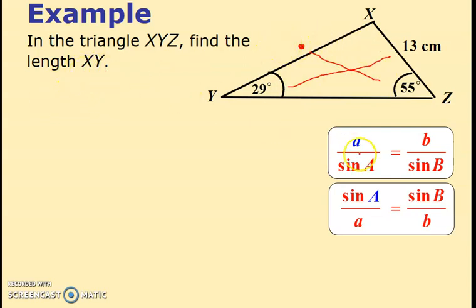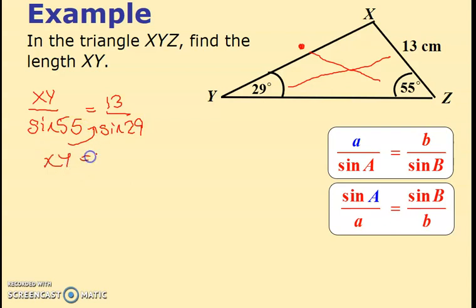I want a length this time, so I'm going to use this formula. So I'm going to write XY over, now it's opposite the 55, so I'm going to write sine 55. And that is equal, I put a length on the top, so I need a length on the top, 13 over sine 29. And I do the same trick, this thing moves over, I get XY equals 13 times by the sine 55 divided by the sine 29.